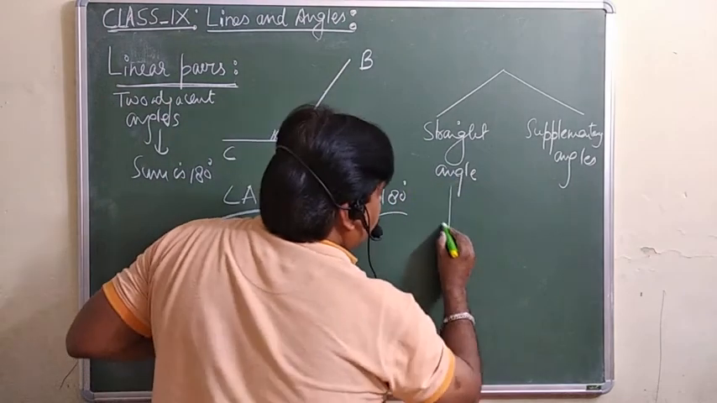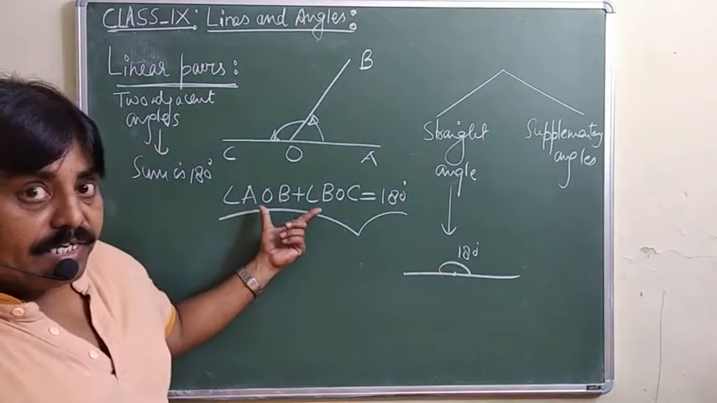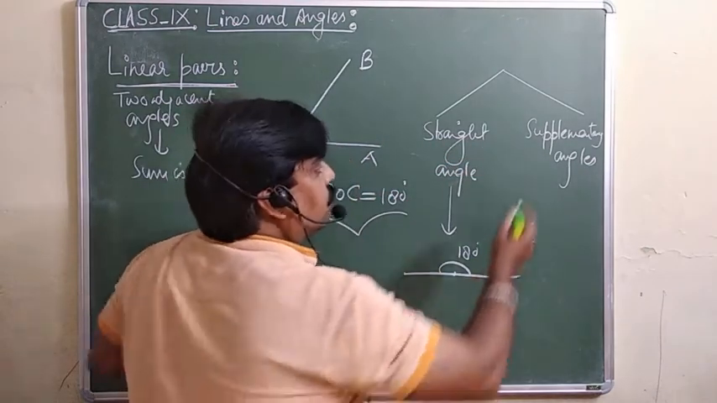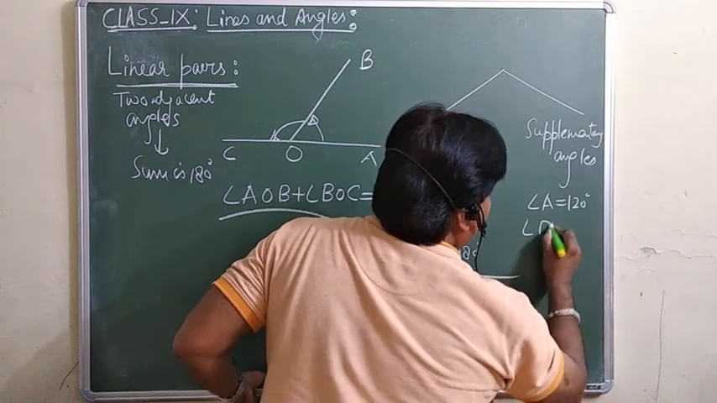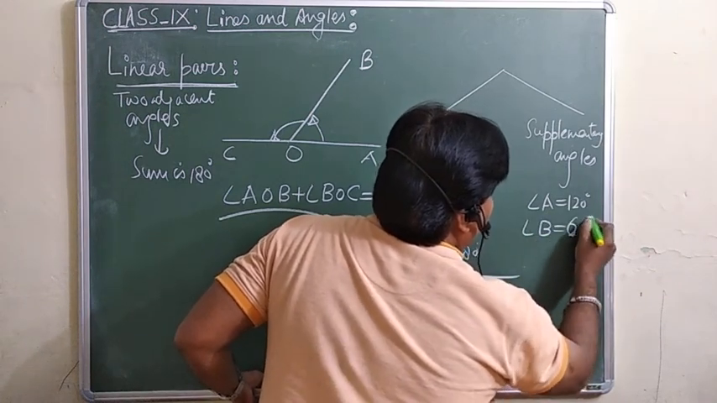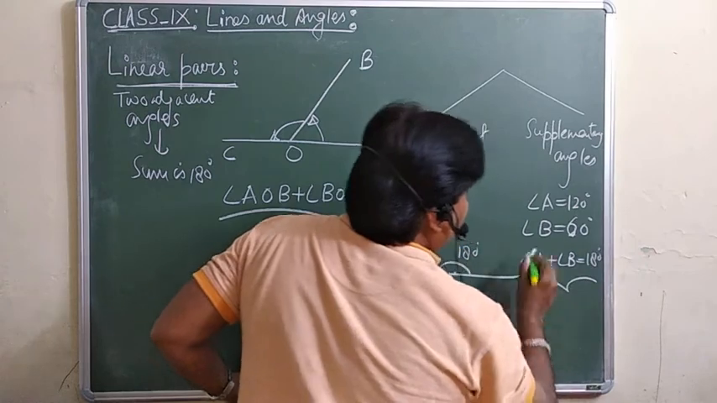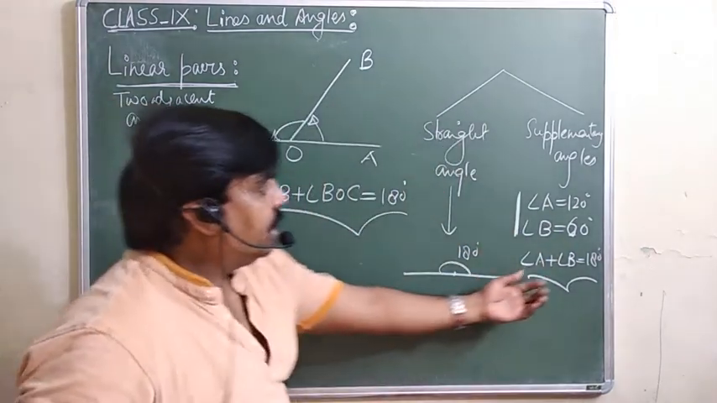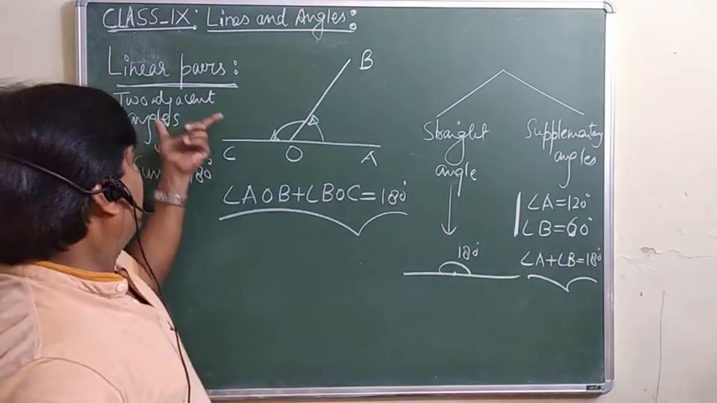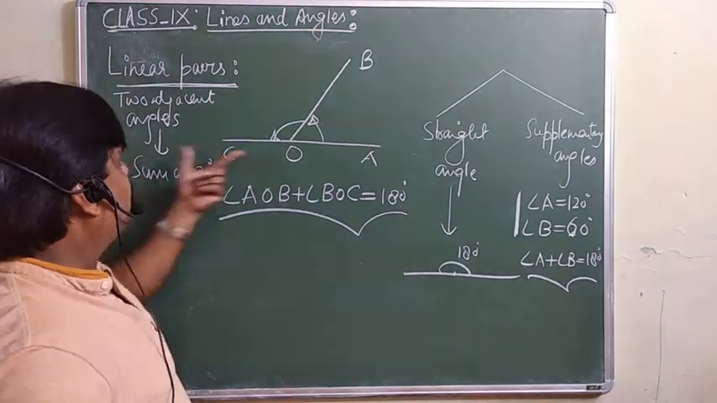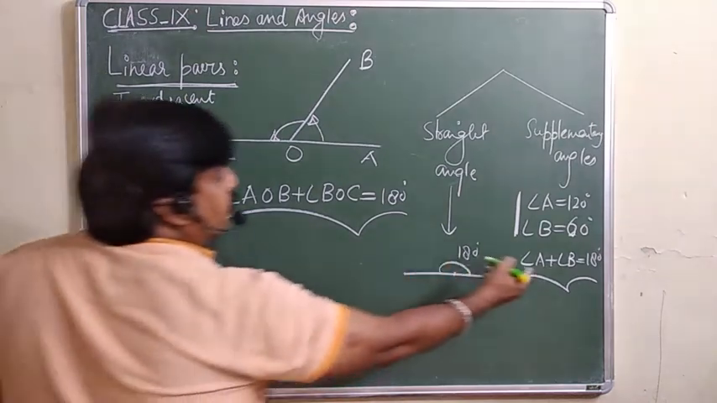Look here now. A straight angle is also 180, but that is not a linear pair; there should be two adjacent angles. Similarly, sometimes children get very confused about this. Suppose you take angle A and angle B as 120 and 60. The sum of these two angles is 180 degrees. It doesn't mean that A and B form a linear pair. No, these are two different angles, but they are not adjacent. To become a linear pair, the sum of the two adjacent angles must be 180. This is the difference.